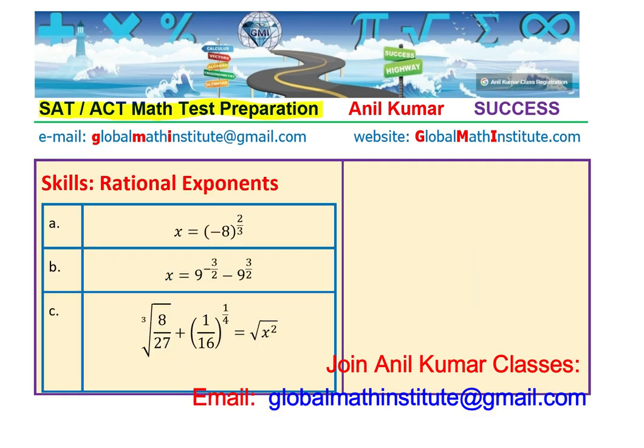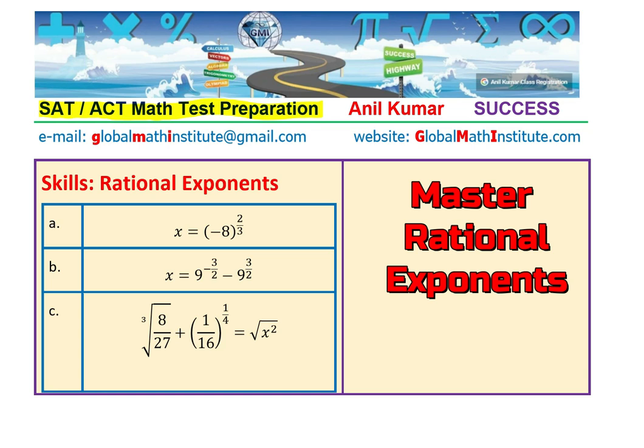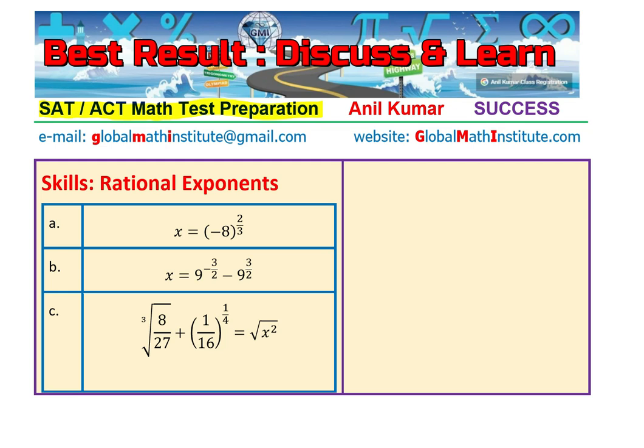Now, let's master a few skills before taking up rational exponents equations. I have three examples for you here. Simple one to begin with, where we need to find the value of x for minus 8 to the power of 2 over 3, and then we'll again calculate the value of x for 9 to the power of minus 3 over 2 minus 9 to the power of 3 by 2. And then we have an equation which has a lot of components, out of which square root of x square is something which is least understood. Even grade 12 students do not really understand how do we solve equations involving square root of x square.